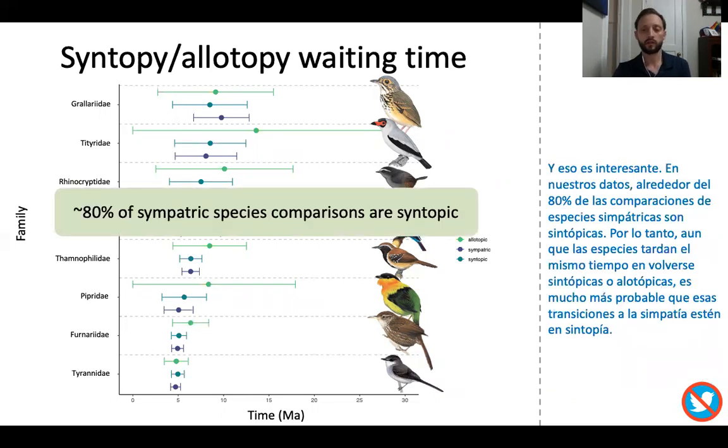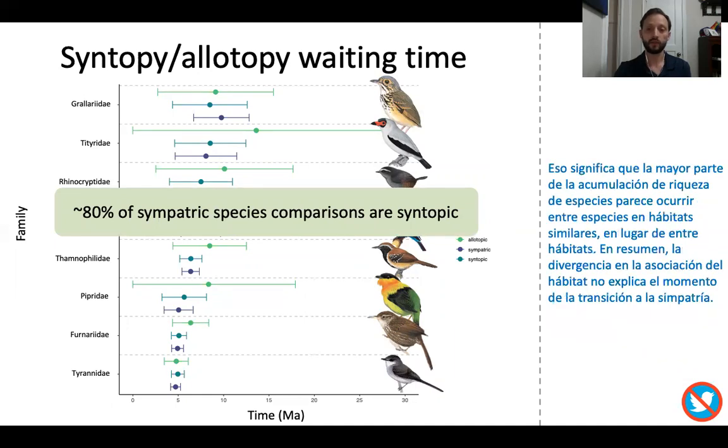Looking at our data, about 80% of sympatric comparisons are syntopic. So while it takes just as long for a species to become syntopic or allotopic, those transitions to sympatry are much more likely to be in syntopy. That means that most of the buildup of species richness seems to happen between species in similar habitats rather than between habitats. So in short, divergence in habitat association does not explain the timing of the transition to sympatry.